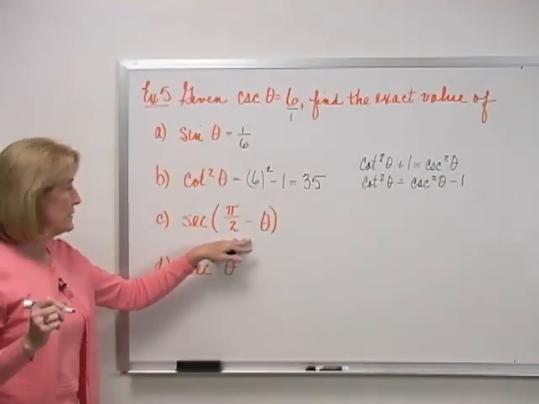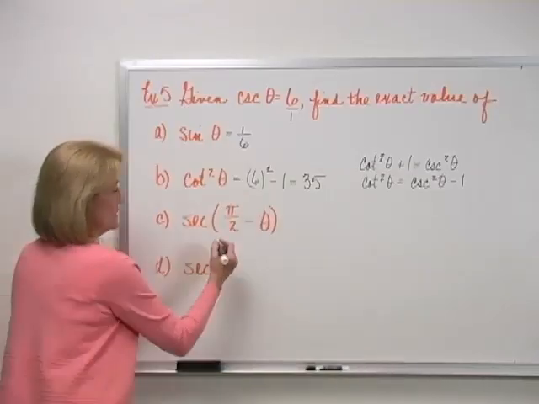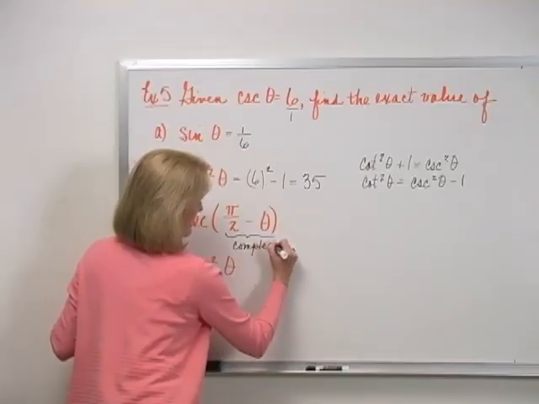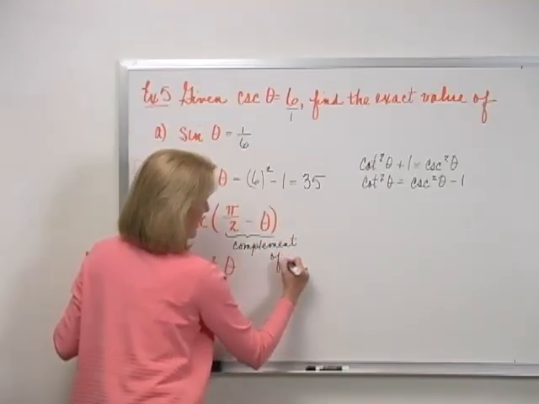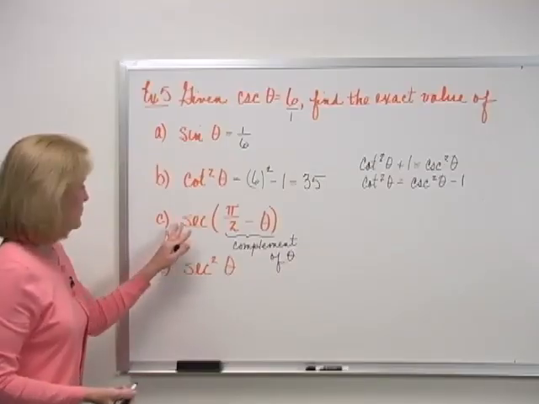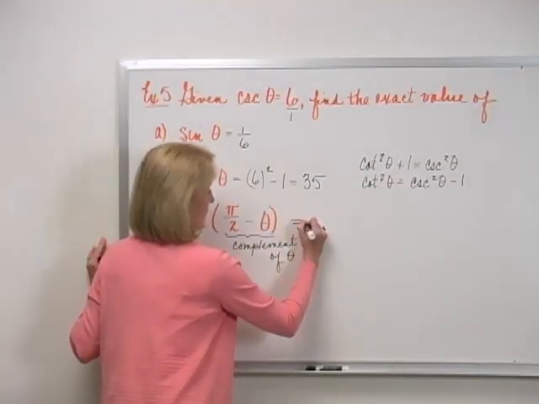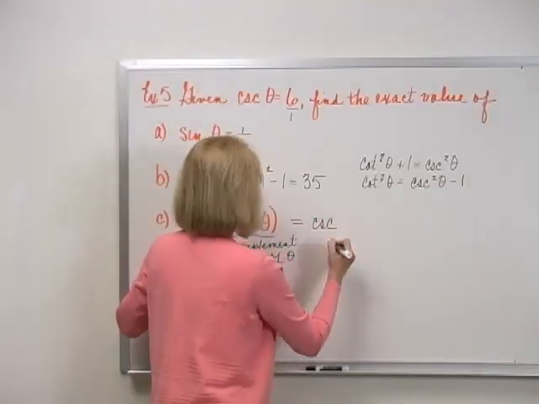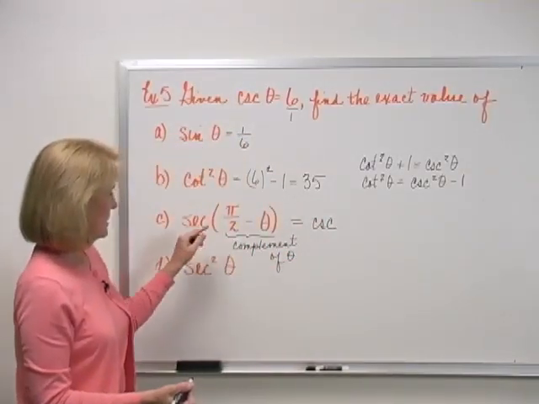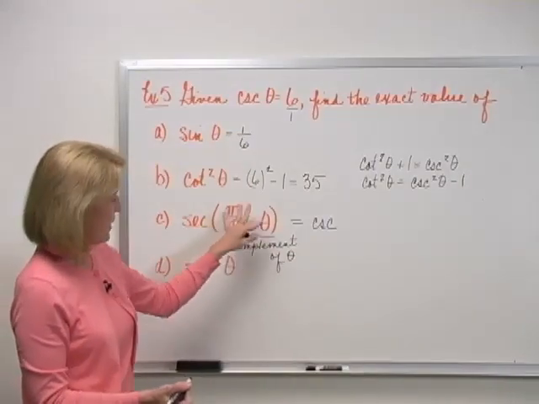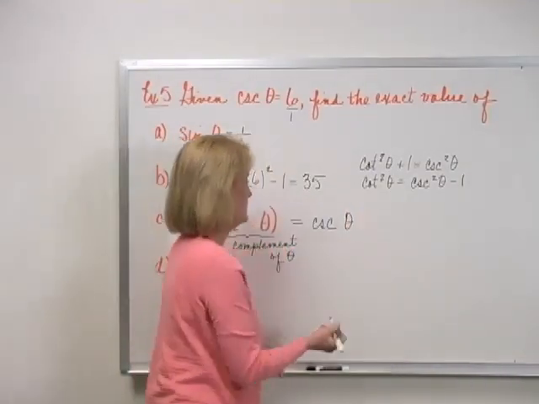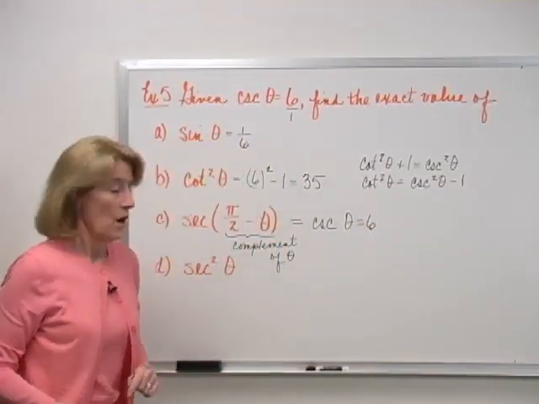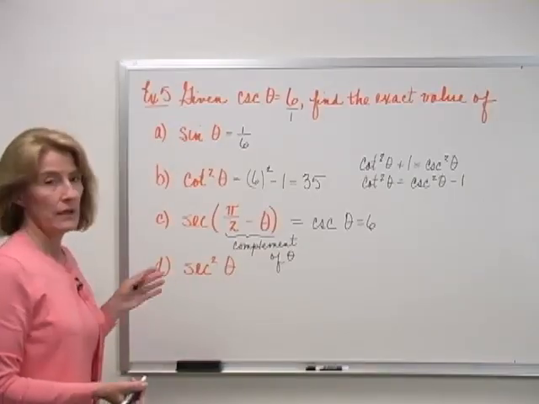All right, what about this one? Right away you should see that this angle in these parentheses is the complement of the angle theta. So I can rewrite this expression. The cofunction of secant would be cosecant, and then the complement of this angle is 90 degrees minus theta. The complement of this angle is theta. And so what's the cosecant of theta? Given as 6.